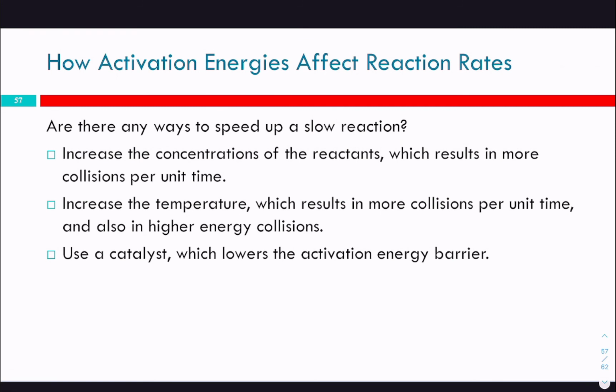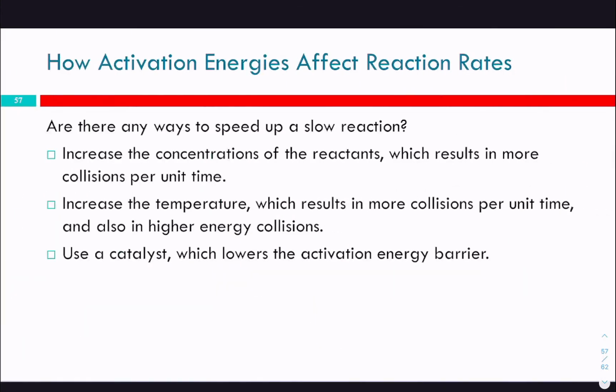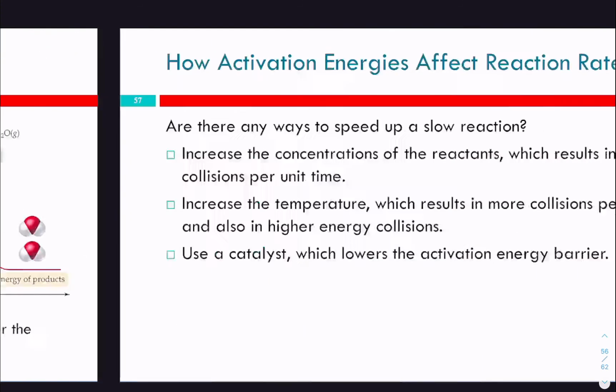If we increase the concentration, then we have more molecules. And if we have more molecules, there's a higher chance that some of them will collide with enough energy to get over this barrier. If we have fewer particles, then there's a smaller chance that one of those collisions will have that energy. Again, we can increase the temperature. So if we take the energy of the reactants and add more energy in the form of heat, then they get closer to that energy barrier. You have more things hitting and getting over.